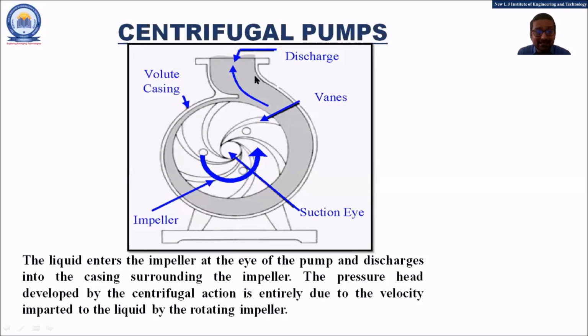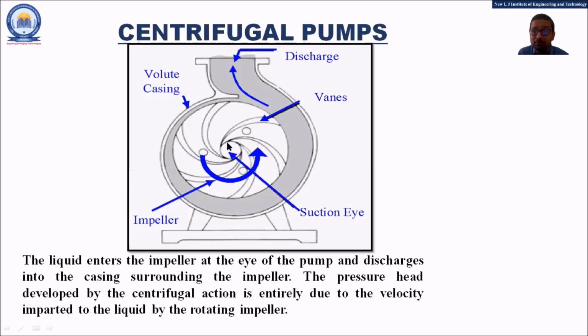So now, friends, let us understand the basic working. The liquid enters the impeller at the eye of the pump, and finally the liquid discharges into the casing surrounding the impeller. The pressure head developed by the centrifugal action is entirely due to the velocity imparted to the liquid by the rotating impeller.